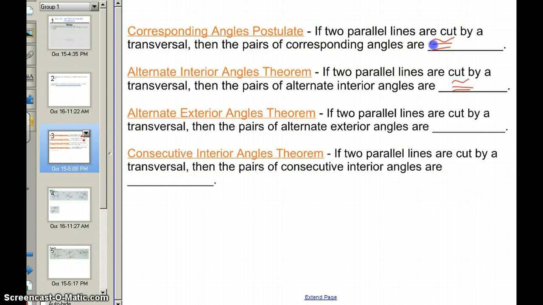Notice the format of each of these statements. It's that if-then structure we talked about with the logic material. The if part is your setup. If you have these things in place, then what do you know from that? The third one, alternate exterior angles theorem: if two parallel lines are cut by a transversal, then the pairs of alternate exterior angles are congruent as well. Consecutive interior angles: if two parallel lines are cut by a transversal, notice how they're all starting the same, then the pairs of consecutive interior angles are supplementary.